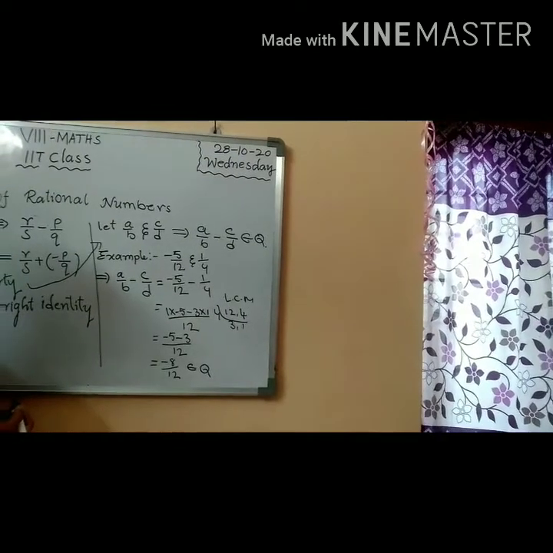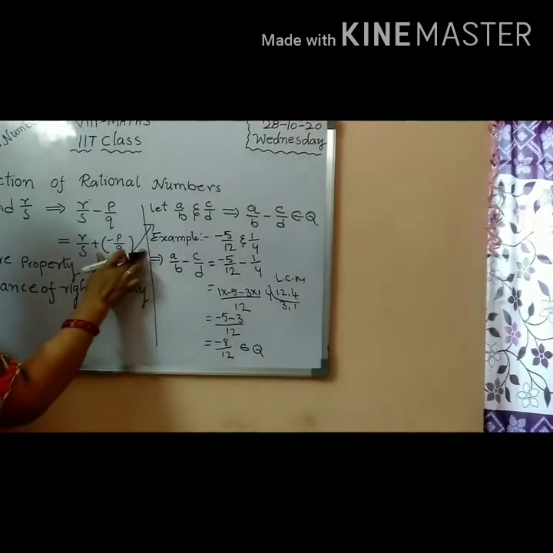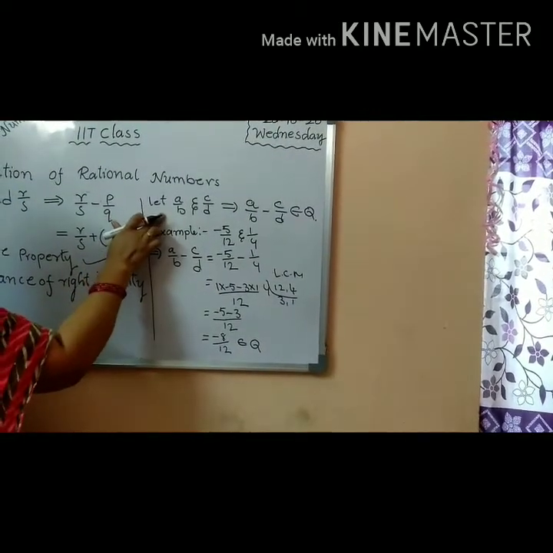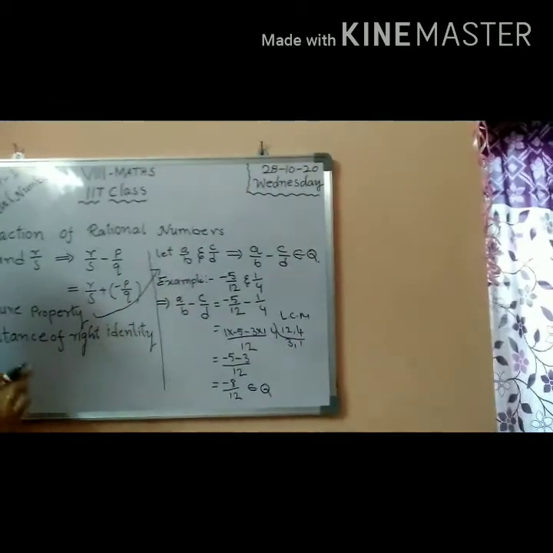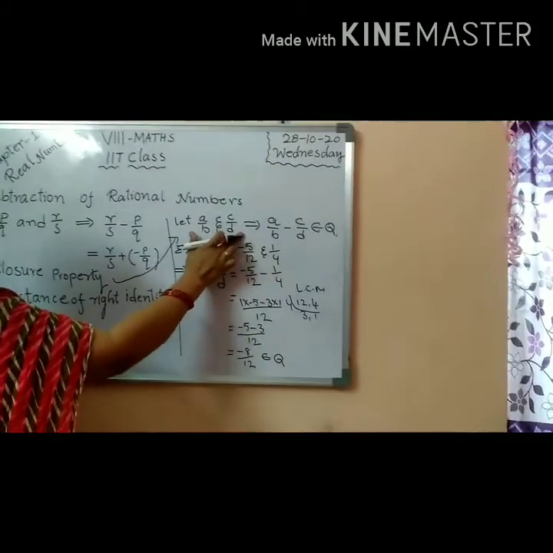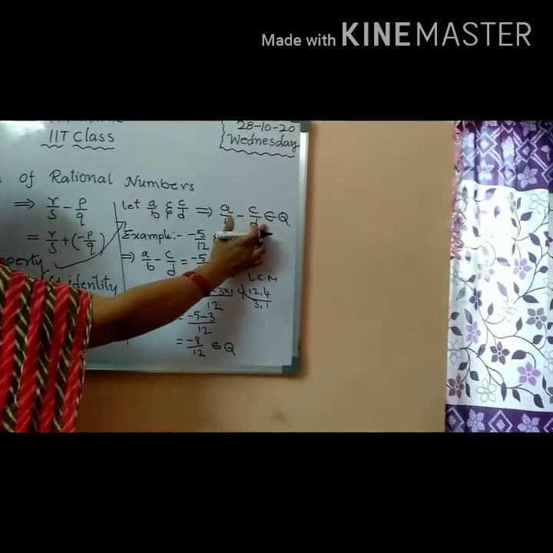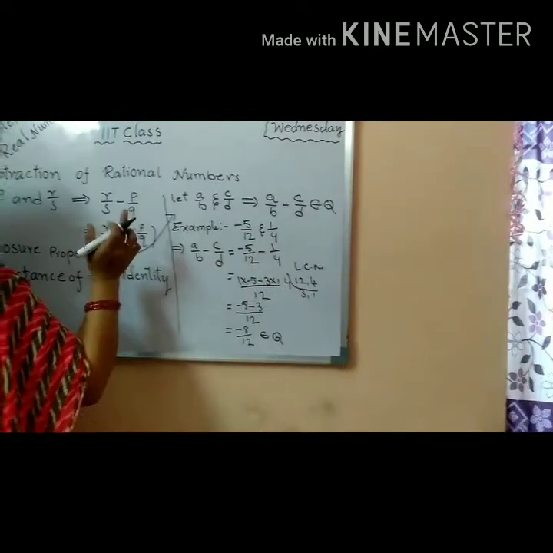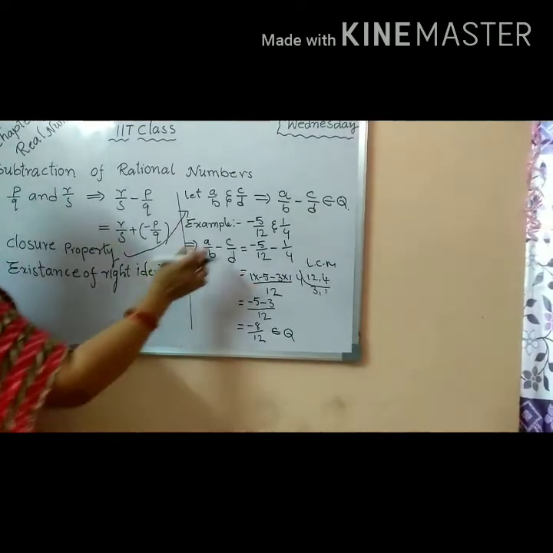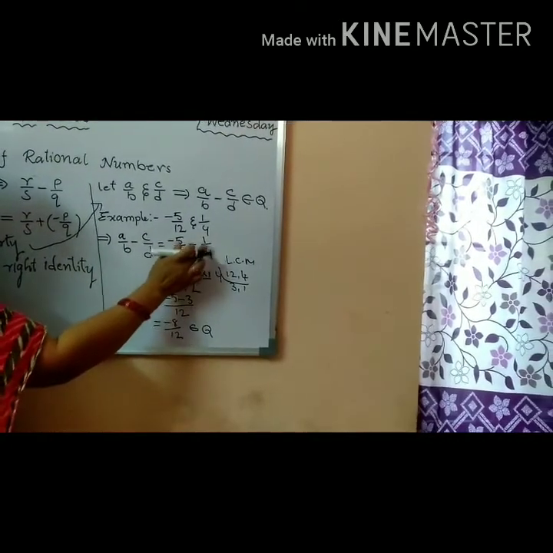It belongs to Q. It is a rational number. Okay, did you understand, children? This is the closure property under subtraction. In the definition, a by b and c by d are two rational numbers such that a by b minus c by d is a rational number. For example, minus 5 by 12 minus 1 by 4.